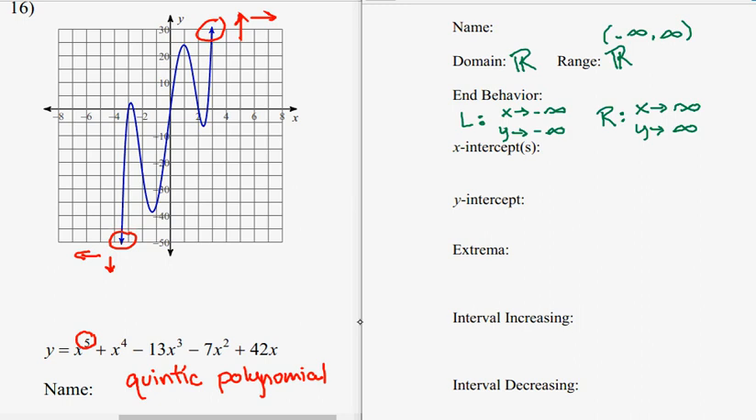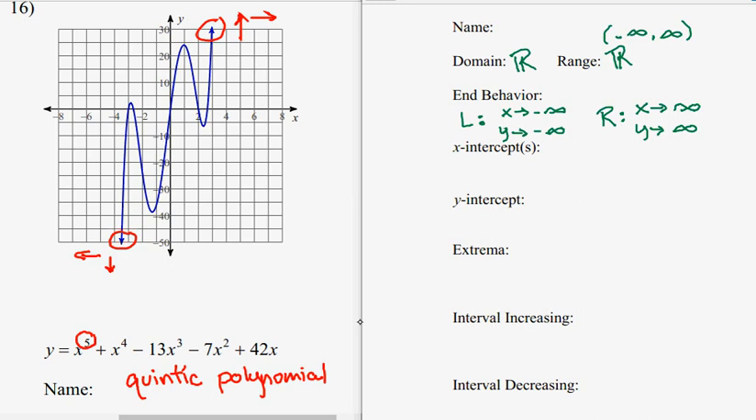Let's knock out the y-intercept while we're here. We'll come back for x-intercepts and extrema and all that. Okay, look at the equation. The equation, when it's in standard form, will tell you the y-intercept. When you graph the function, you can also find the y-intercept in the table, but it's really easy to find from the equation. It's the constant term.